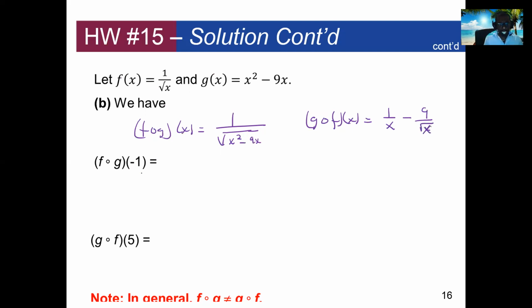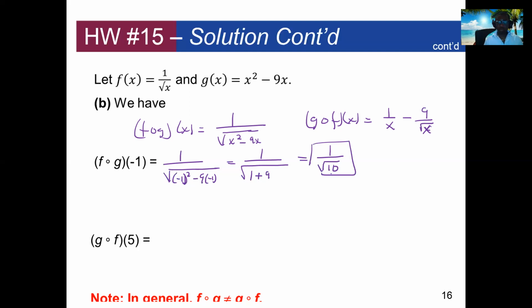All right, so if x is equal to negative 1, this gives us 1 over the square root of negative 1 squared, and you see that I'm putting that in parentheses, minus 9 times negative 1. The square root of negative 1 squared is 1. The minus 9 times the negative will give you positive 9. So this is basically 1 over the square root of 10, and that would be the answer.